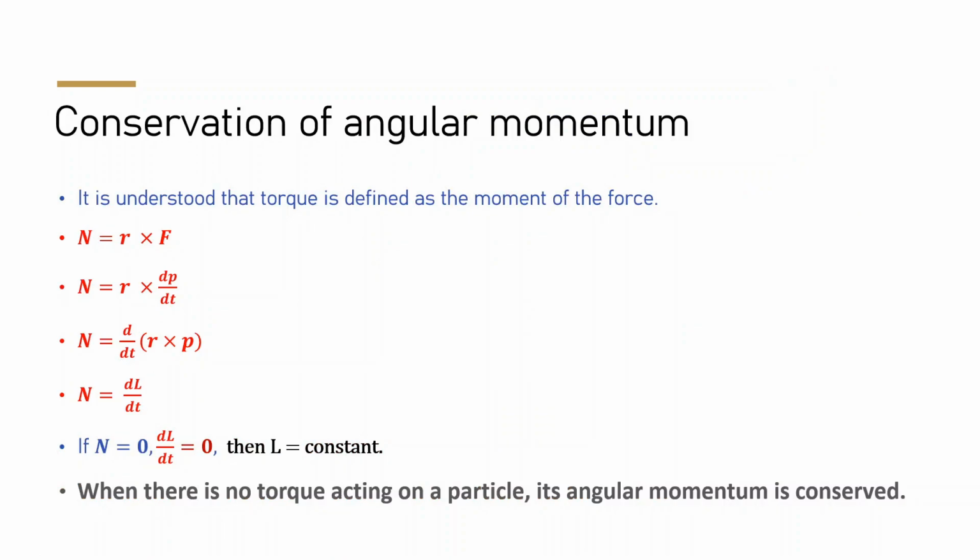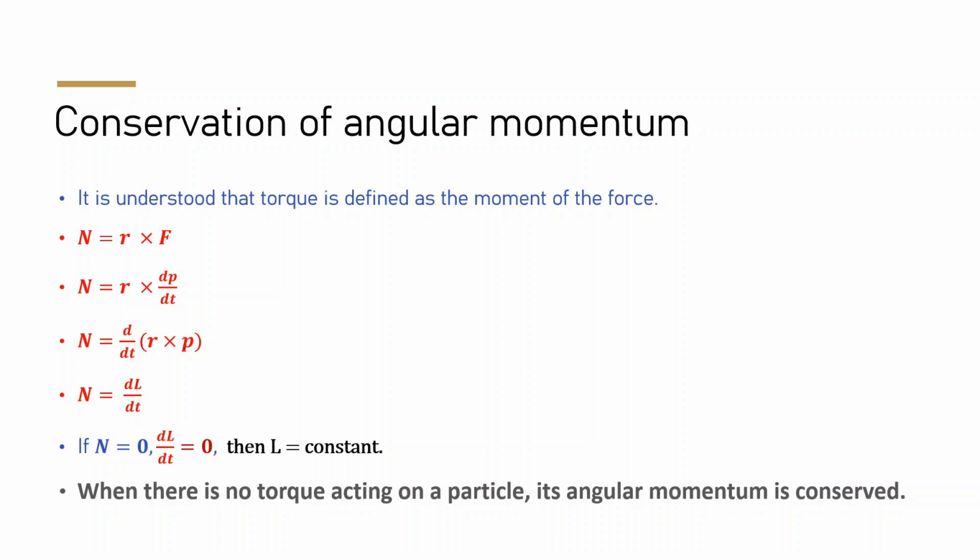Now we have to study the conservation of angular momentum. It is understood that torque is defined as the moment of the force. Torque N equal to R cross F. Now replace F by means of dP by dt. So N equal to R cross dP by dt. This is written as N equal to d by dt of R cross P. Here the equation is R cross dP by dt, but we are writing torque N is equal to d by dt of R cross P. How do we get this from N equal to R cross dP by dt?